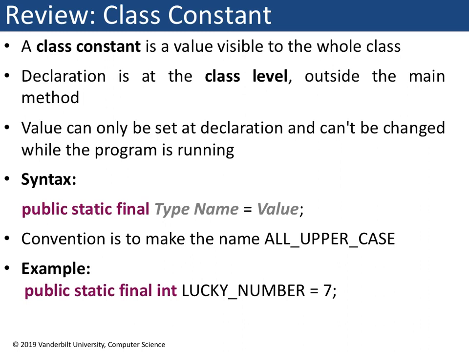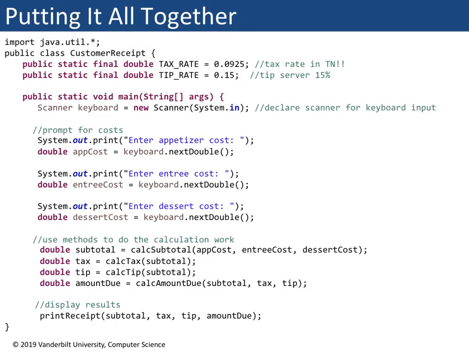The convention or the style that is to be used for class constants is all uppercase, and in the case of multi-word class constants, you're to separate each word using an underscore. So an example of this would be public static final, and then our type is integer. Then we have the name, LUCKY_NUMBER, and it is assigned the value 7. So now let's put it all together. So first, in our program, the class is called CustomerReceipt, and the file must then be named CustomerReceipt.java. So remember, class name must match file name.